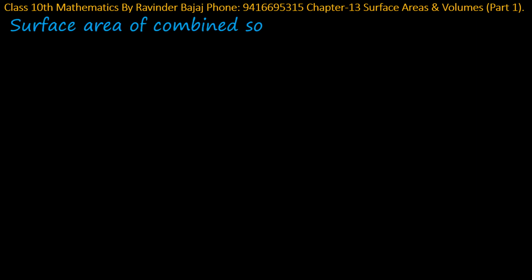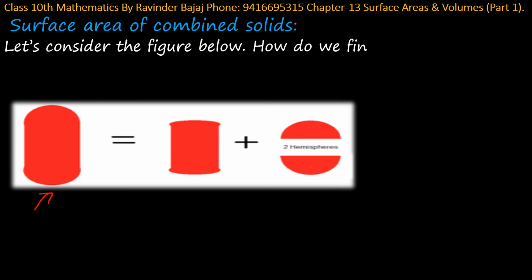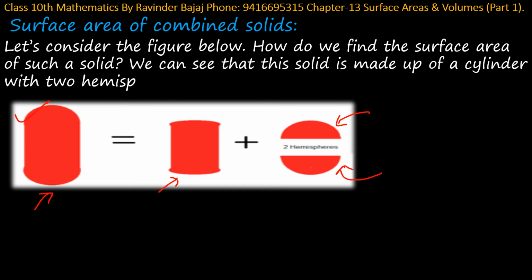Now, surface area of combined solids. Sometimes all these basic solids are combined together to make a figure. See some examples. In this figure there is a figure given. This one is the resultant figure. One cylinder and two hemispheres are joined together to get this figure.